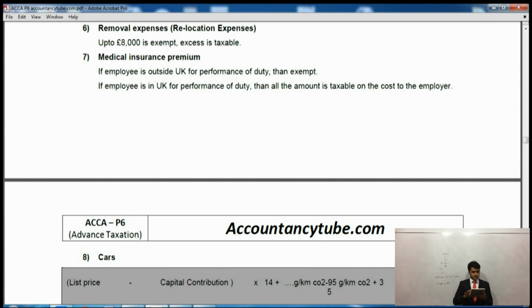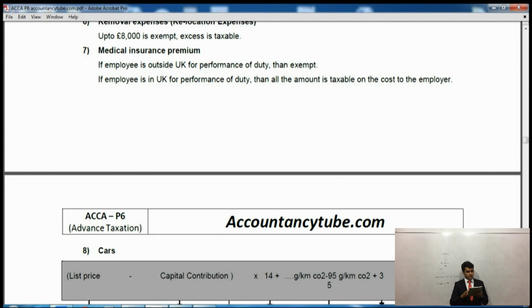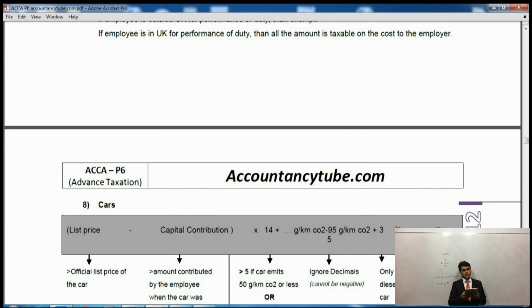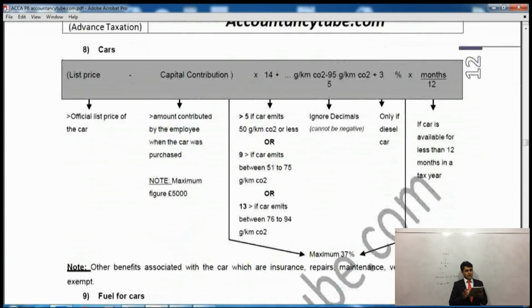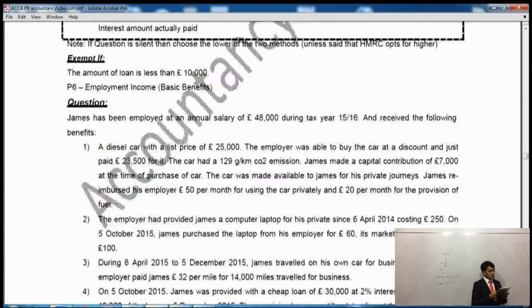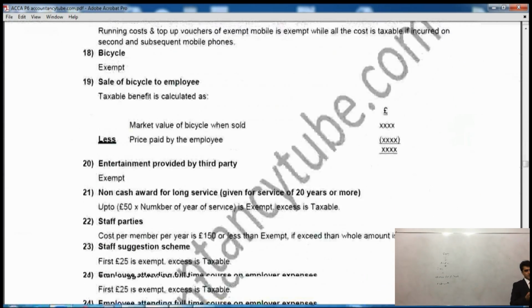Now there are further benefits as well. There are some other benefits of cars and lots and lots of stuff. But we will look at more of the benefits later. If you could please come to page 16. Page 16. It says allowable deductions.